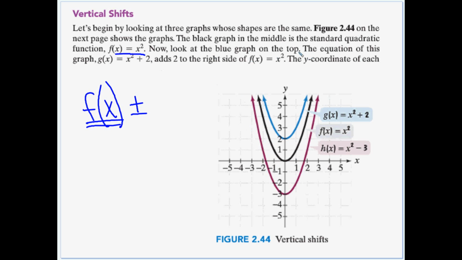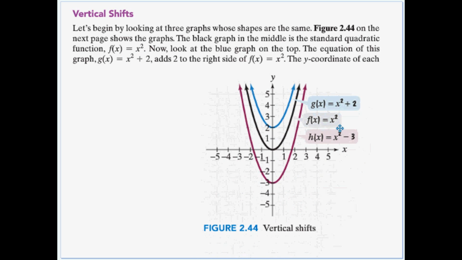Now look at the blue graph on top. The equation of this graph is the same x squared, but we've added a plus 2. It adds 2 to the right side of that equation, so each y coordinate goes up by 2. And we have this other one, x squared minus 3. That means every dot on the black parabola got shifted down 3 units. Instead of passing through the origin, we now pass through negative 3. The rest of the graph is the same.